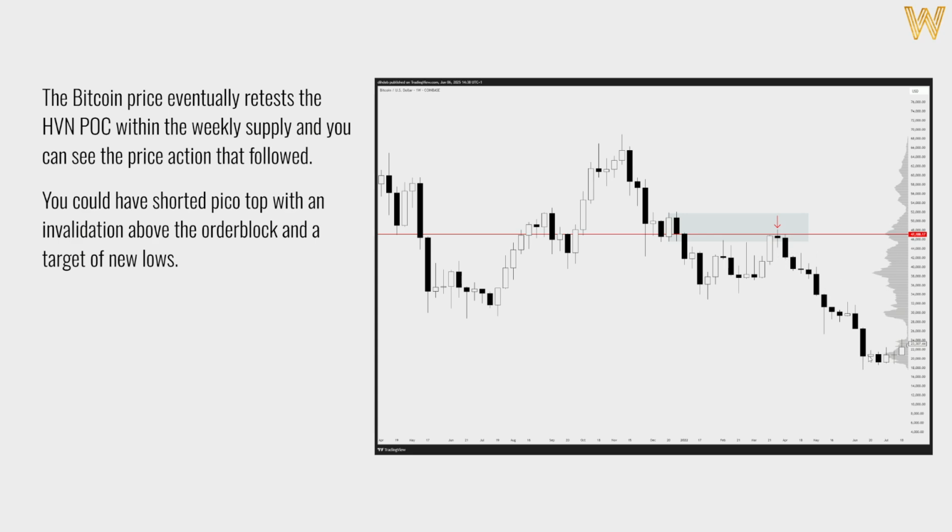You can see the reaction from that weekly point of control, right? The trend remains down. We were in a bear market. We were making lower lows, lower highs. So we can look at taking a short, invalidation above the high and targeting new lows, right? Standard order block trading, but we just have support from that really high volume node point of control within the order block to give us that extra confirmation.